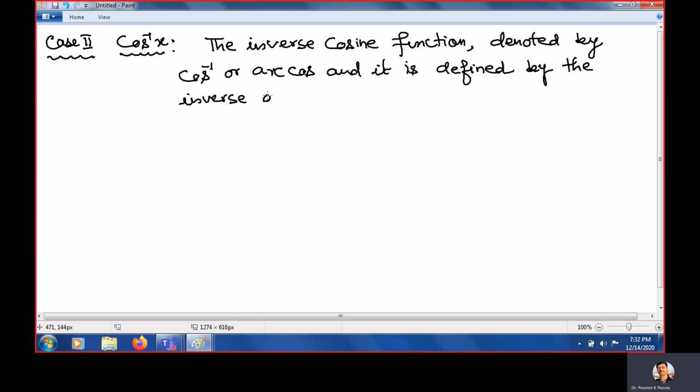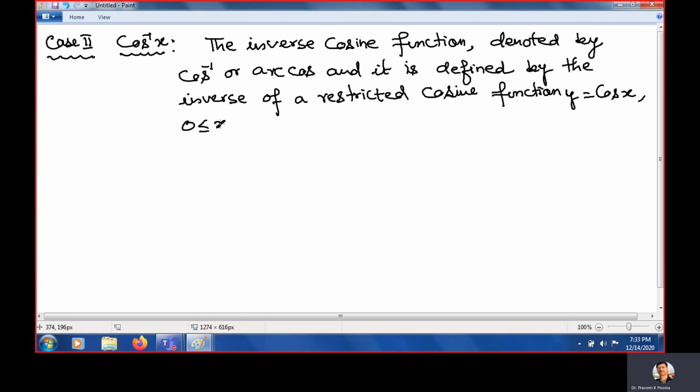inverse of a restricted cosine function. Restricted cosine function. Clear? What is restricted cosine function? It is y is equal to cos x, and the value of x will be 0 is less than equal to x less than equal to pi. This you need to remember.